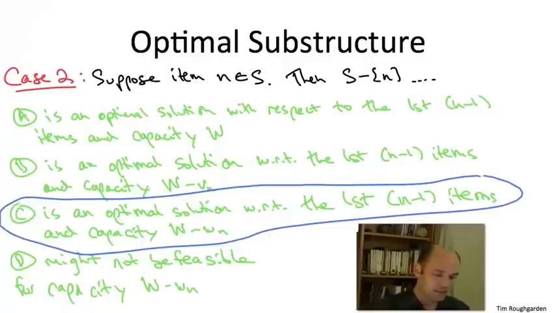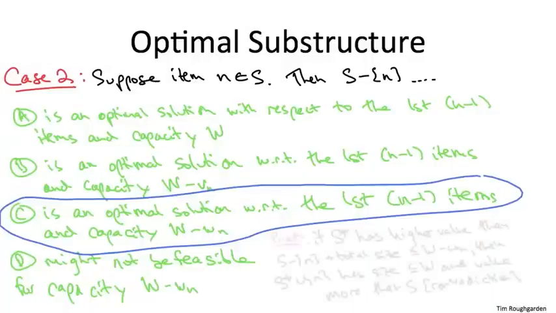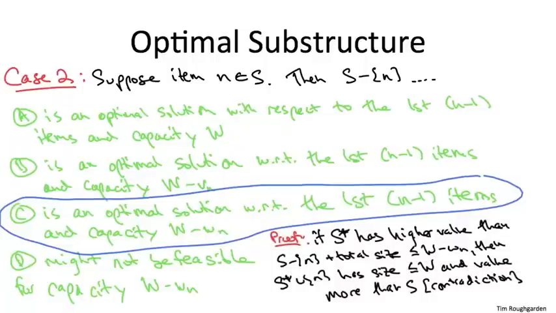All right, so why is capital C correct? Well, this is going to have the same spirit of case 2 of our weighted independent set thought experiment. So let me give you the proof. The proof is going to be the usual contradiction, analogous to case 2 of our argument in the weighted independent set problem. Suppose there was something better than S with n removed with the residual capacity capital W minus little w sub n. Call that supposedly better solution S star.